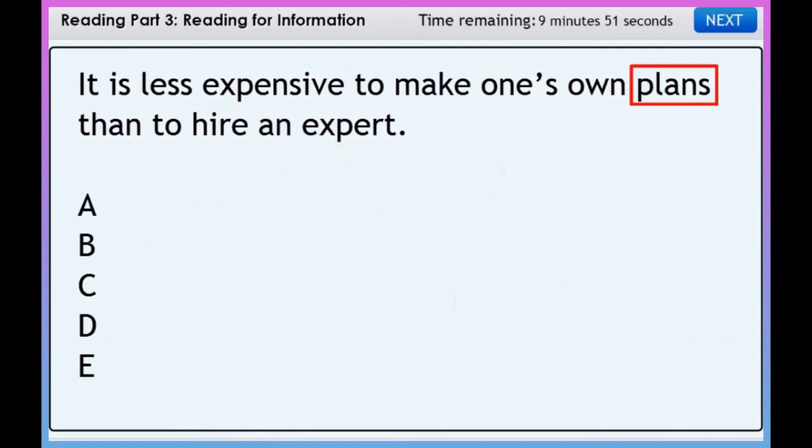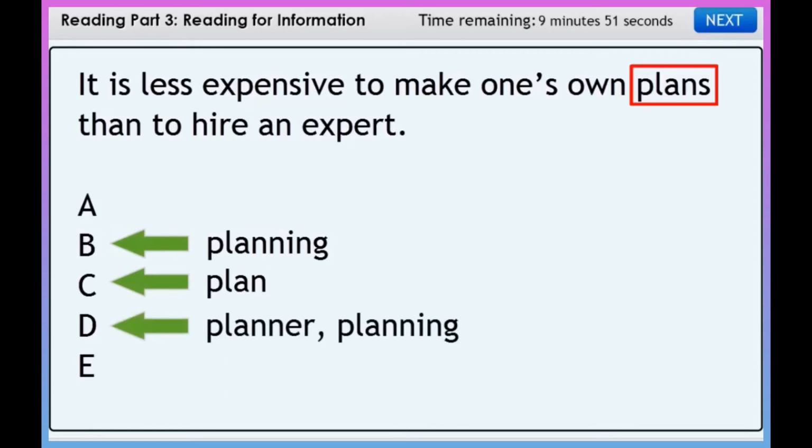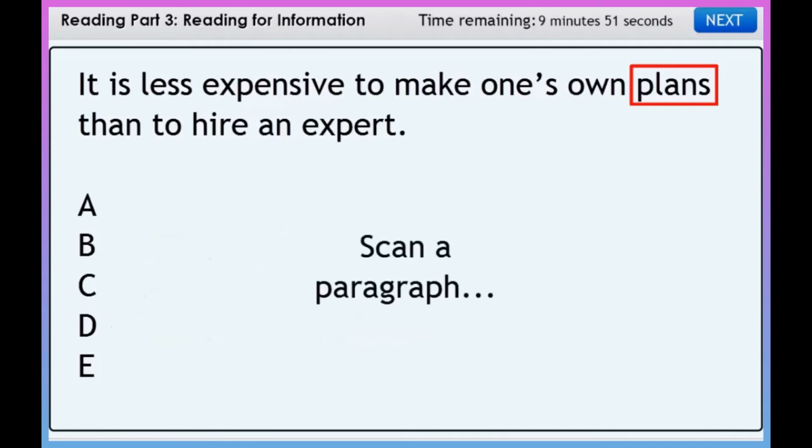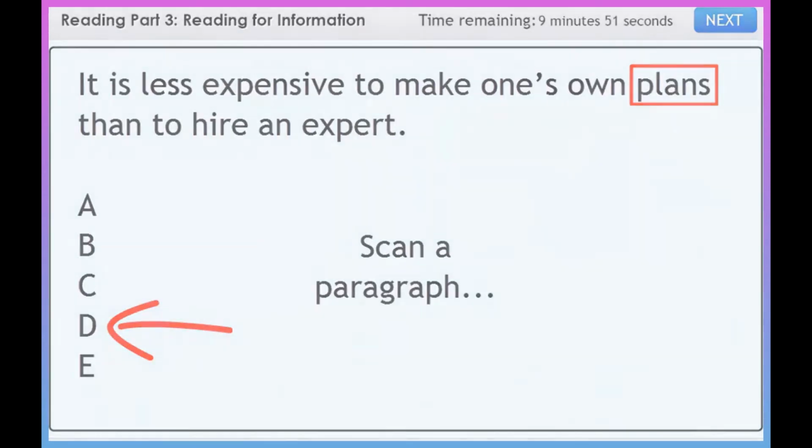And speaking of the word plan, you might notice that variations of this word appear in multiple paragraphs. I've got planning in paragraph B, I've got plan in paragraph C, and planner and planning in paragraph D. So don't just choose the first paragraph you see that contains a term matching the key word in the question. Alright, now I've got to pick a paragraph to scan. Remember that I don't have time to look through every one, but I already know that paragraph D is about wedding finances. So I'll start there.